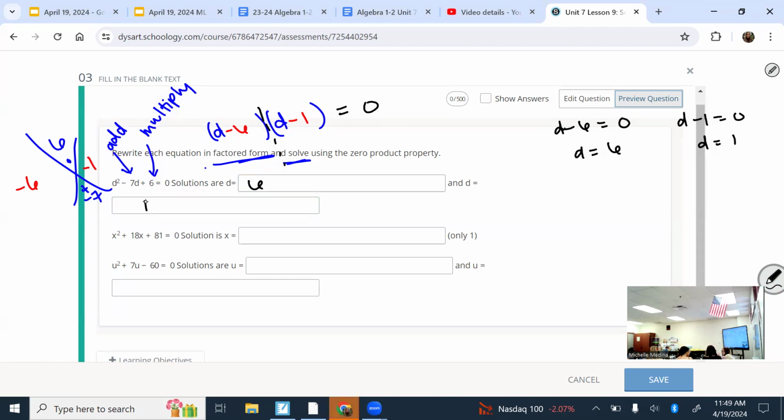So it's different than you just doing your diamond method and calling it a day. Your solution is like, what does each parentheses have to be to make it 0? Make sense? Any questions? It's two things we've learned separately, now we're putting them together.